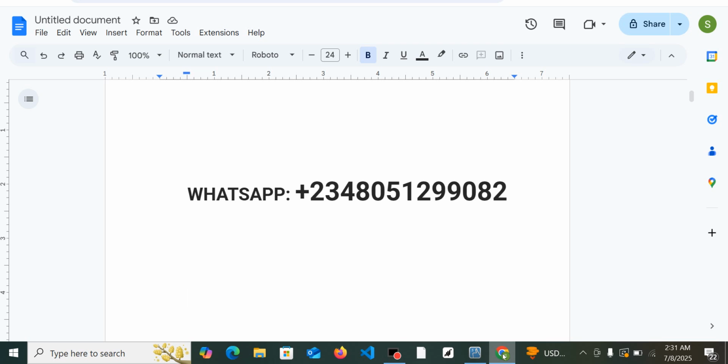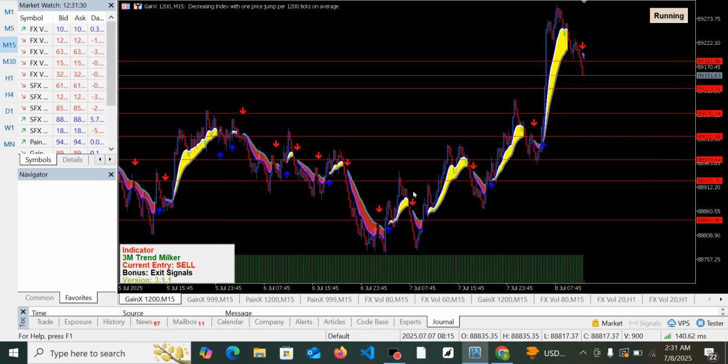So quickly, let's go straight into what we have right here. I actually picked up two major assets, and I got them when the trend was favorable. The first asset happened to be GainX 1200. This is 15 minutes time frame. And in case you are wondering about the look of the charts, I am actually using a custom made indicator, and it helped me to analyze the market better. It is called the 3M trend milker indicator. You can contact me to know more about it.